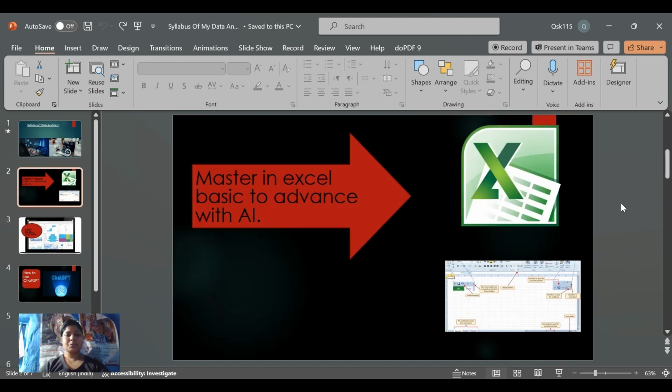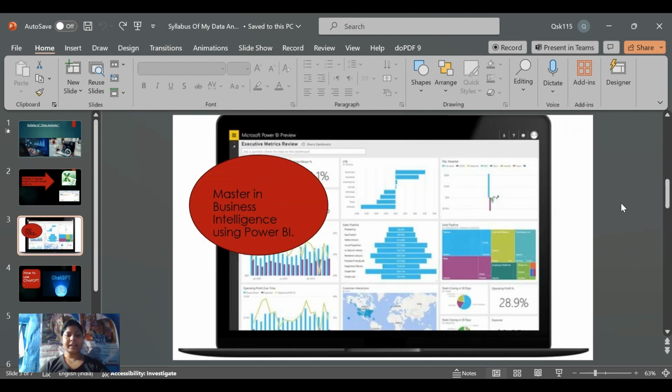So first we learn basic to advanced Excel with AI, because without Excel we can't collect our data, we can't validate our data, right? Second, we learn Power BI so that we can create dashboards like this.